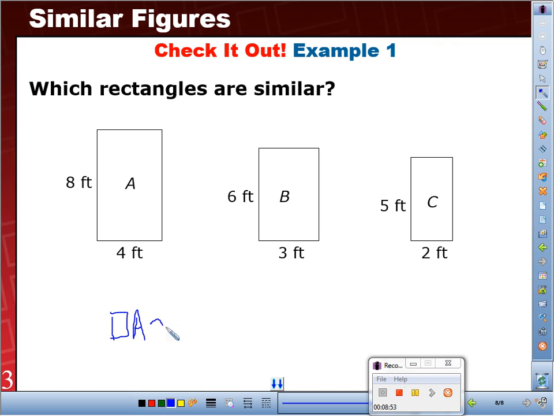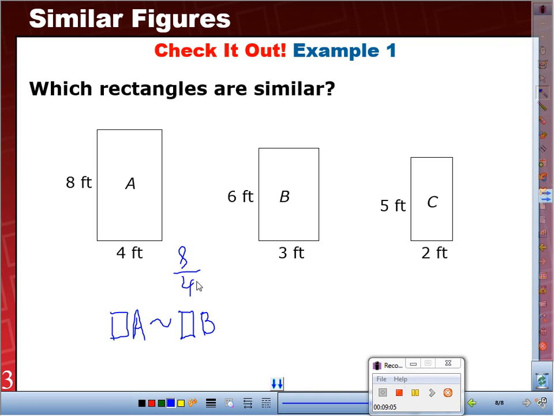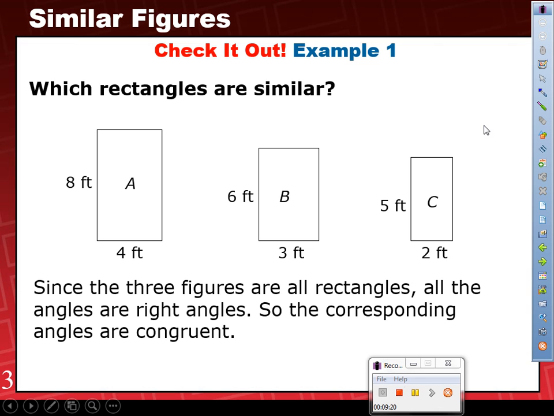Rectangle A is similar to rectangle B. Hands up if you got that? That is correct. Let's find out why. Let's create a proportion with this. 8 over 4 equals 6 over 3. Cross multiply. 8 times 3 is 24, and 4 times 6 is 24. That is true, so that's why they are similar. Go to the next one.